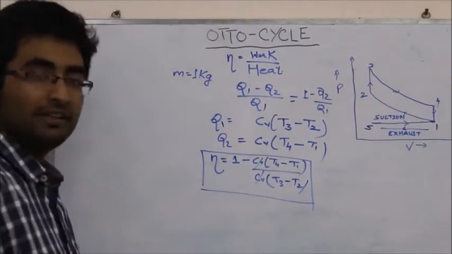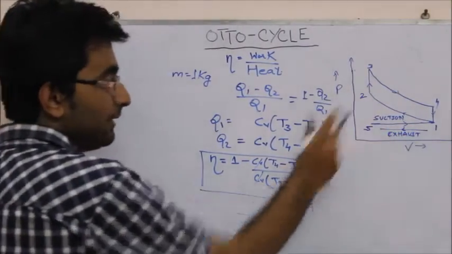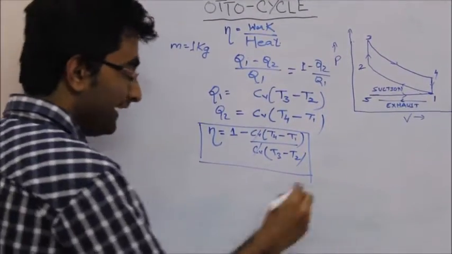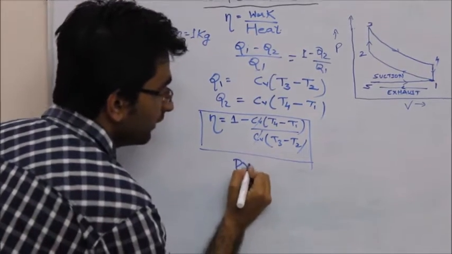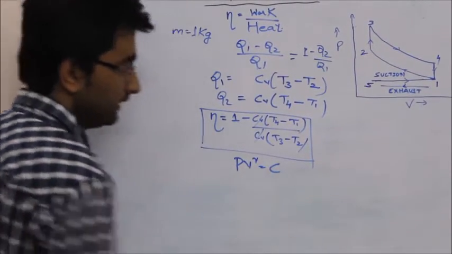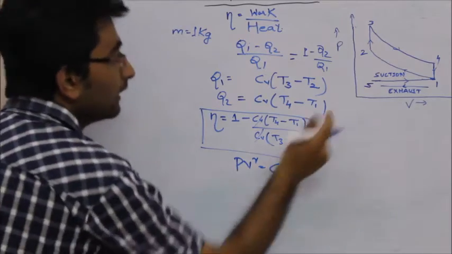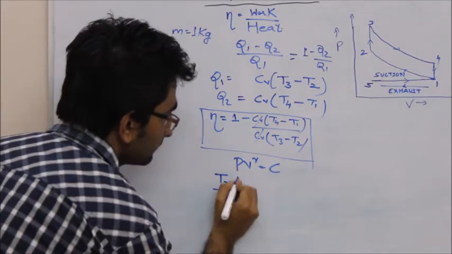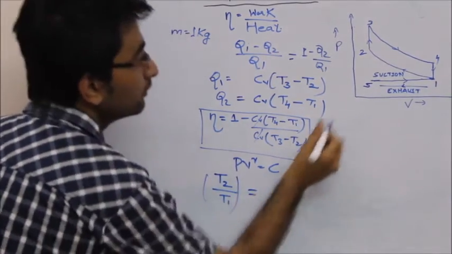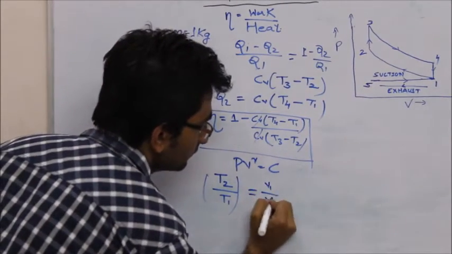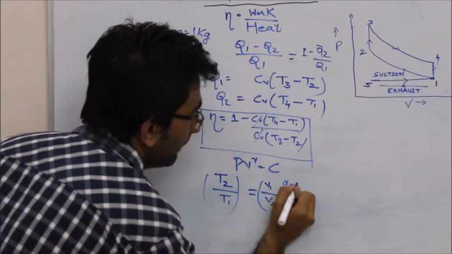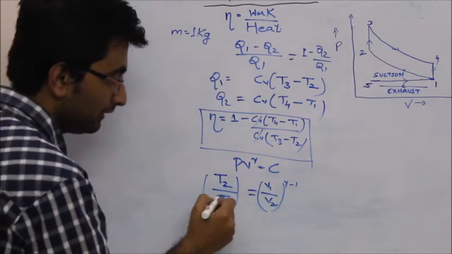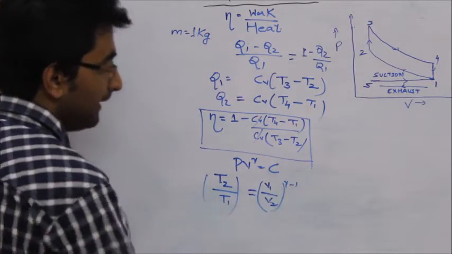Now we know that 1 to 2 is adiabatic compression and 3 to 4 is adiabatic expansion. For an adiabatic process, we have PV to the power gamma is equal to constant. This gives T2 by T1 is equal to V1 by V2 to the power gamma minus 1.